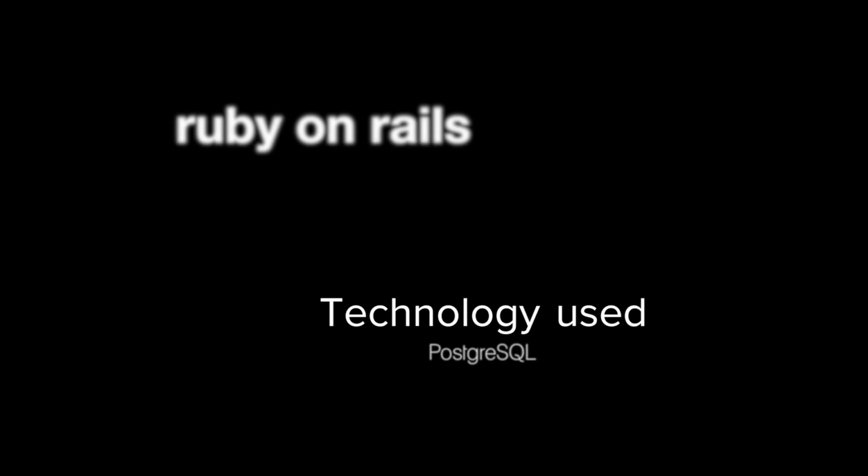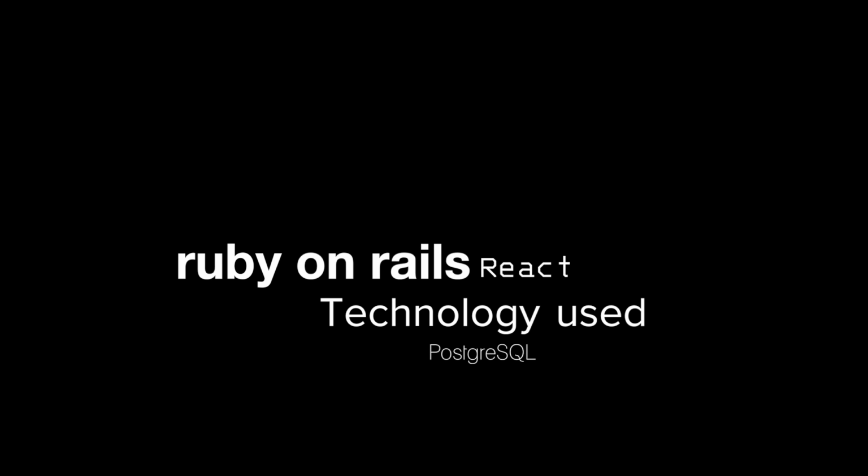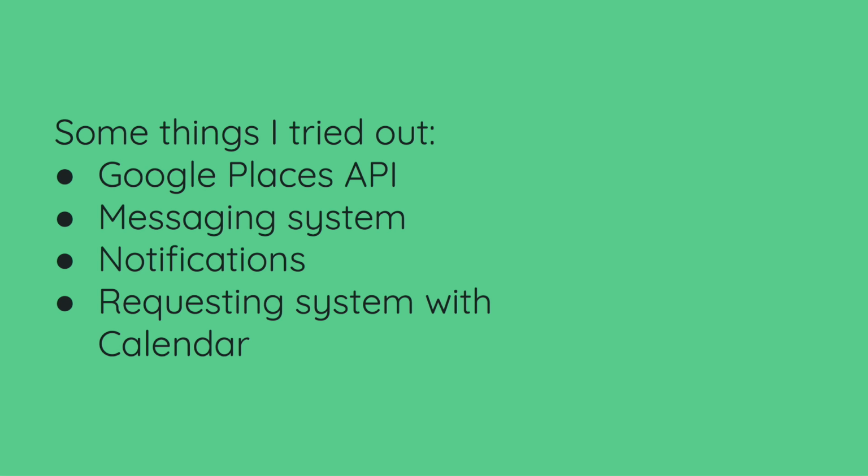The technology used for this application was Ruby on Rails for the backend with a Postgres database and React for the front end. Some things I learned and tried out this time were using the Google Places API and also a messaging system with notifications and basically a requesting system done with a calendar.